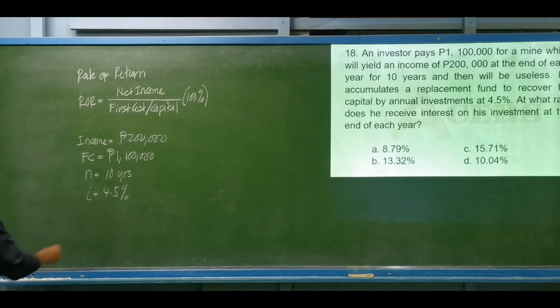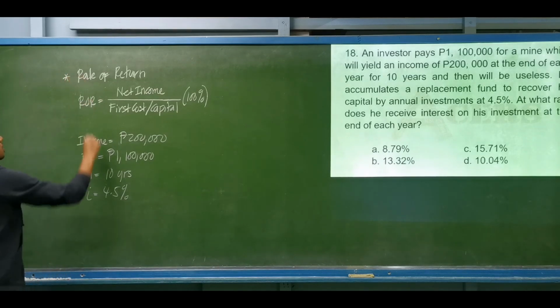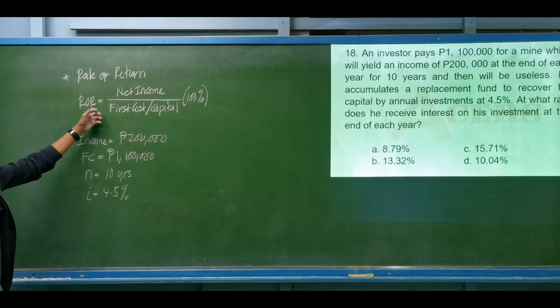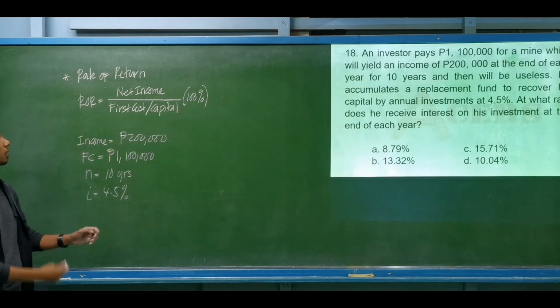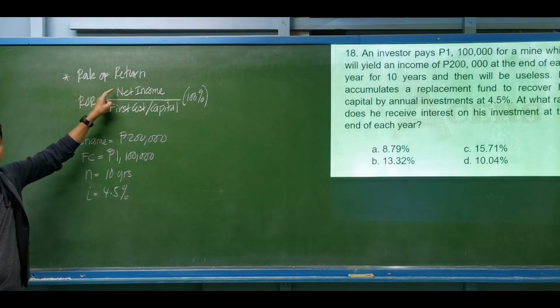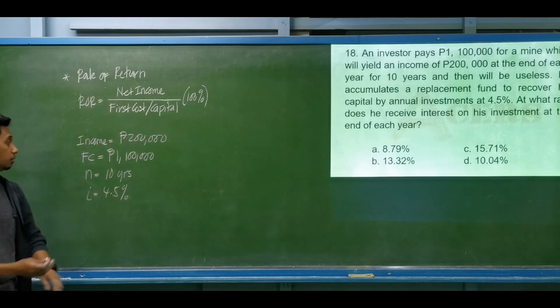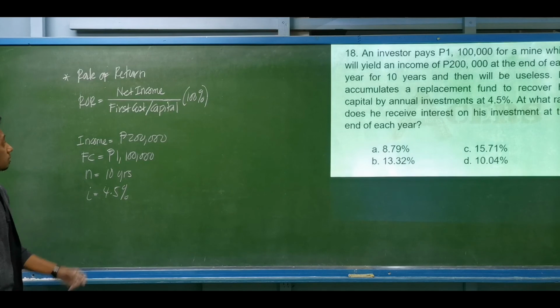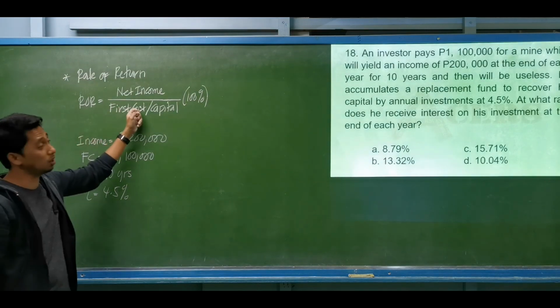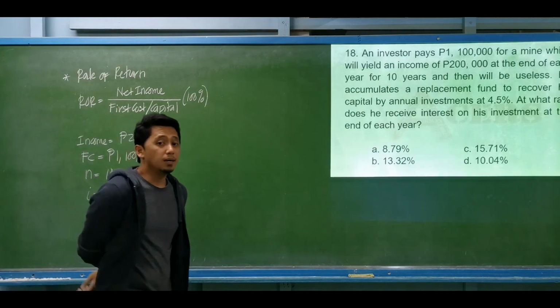Our next topic will be the rate of return, or the ROR. To compute for the rate of return, that is basically the ratio of your net income divided by your first cost or your capital, multiplied by 100%. This is the main idea for ROR. So let's have an example.